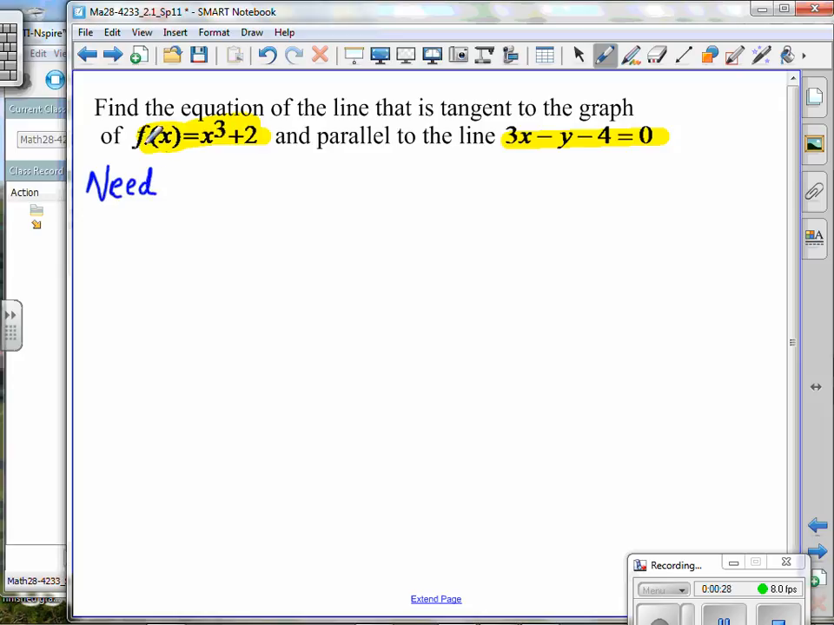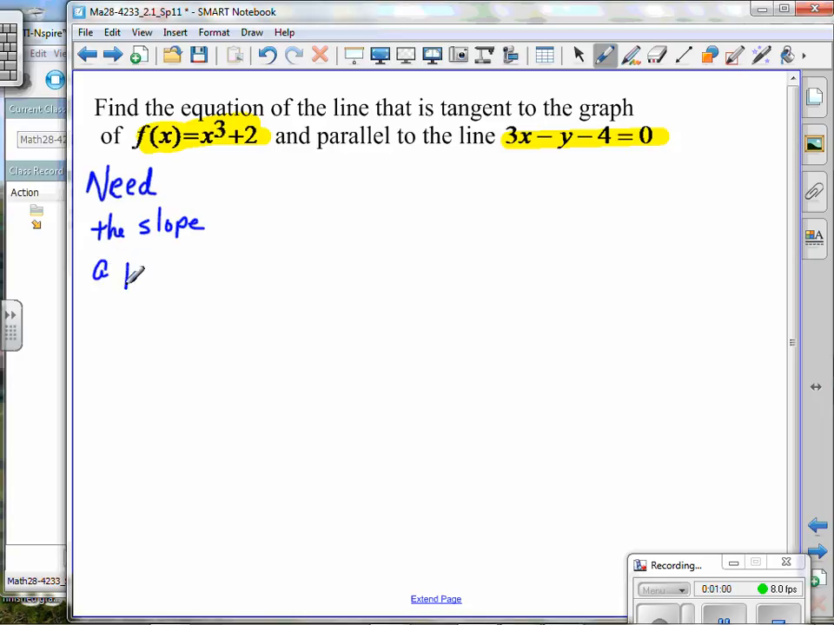But what do you need in order to write the equation of a line? You need the slope. There's only one. You need the slope, okay? And you need what? To write the equation of a line. You need something else. That's too specific. Be more general. A point. Yeah, a point.